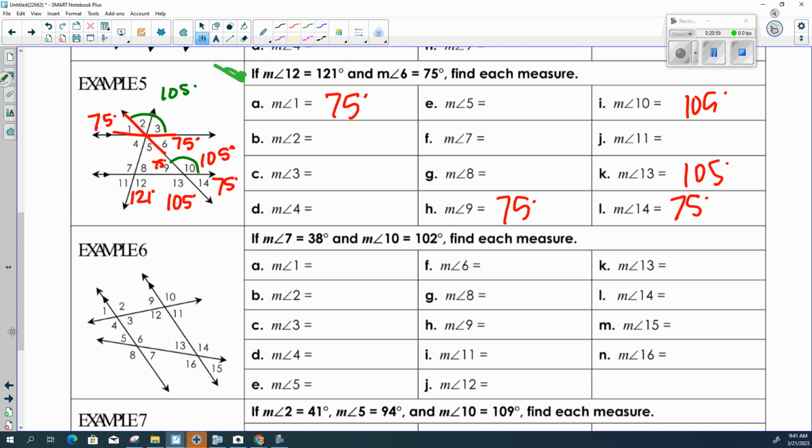Okay, let's look down here. So I've got this all done. I'm going to ignore this. I'm looking at this transversal, and I'm looking at angle 12 is 121 degrees. And I got to Maddie. Maddie, can you tell me one other angle that's for sure 121 degrees?